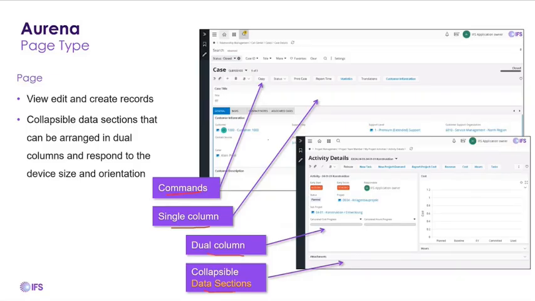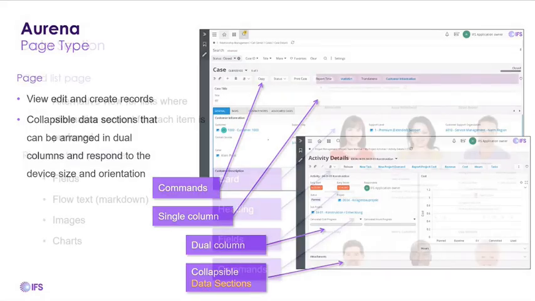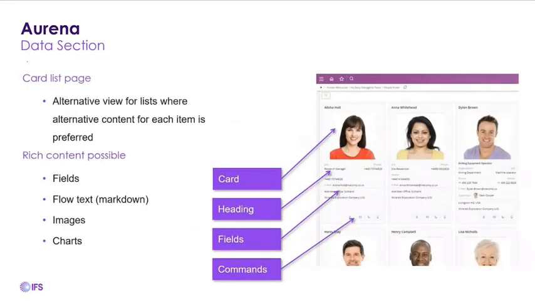Right. So now in this scenario, we are going to first have a look at what a data section is and how we can use these data sections, right? So that's the thing we are going to look into now. The first data section that we are looking into is this card list page.